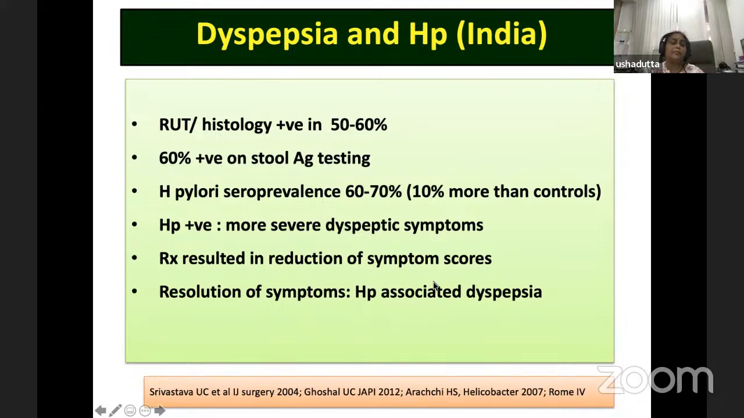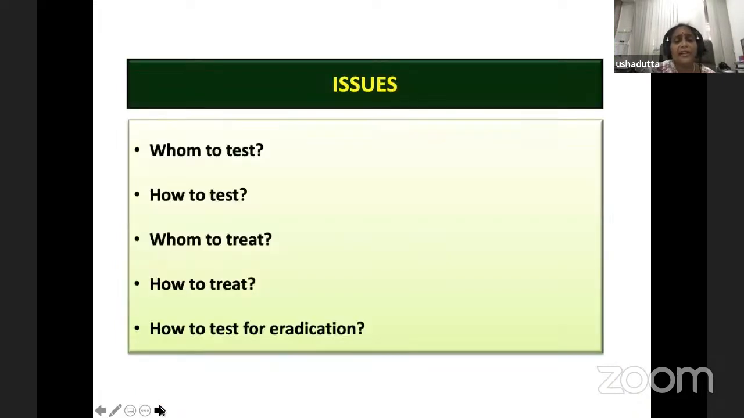And H. pylori associated dyspepsia is useful for us to know, because if you eradicate H. pylori, the number needed to treat is 14. This tells us that only 1 out of 14 patients will completely resolve their symptoms, but as I said, it is important to also eradicate H. pylori to reduce the incidence of H. pylori related gastric cancer. So what are the caveats? Whom to test, how to test, whom to treat, how to treat, how to test for eradication.